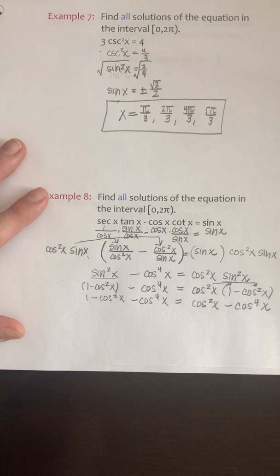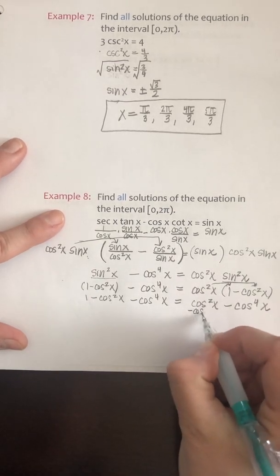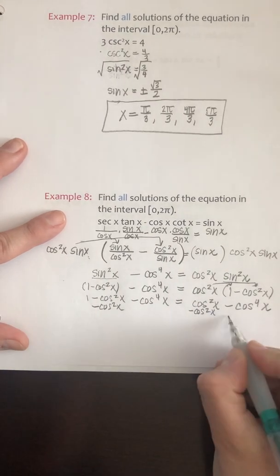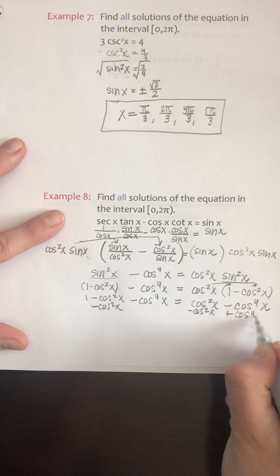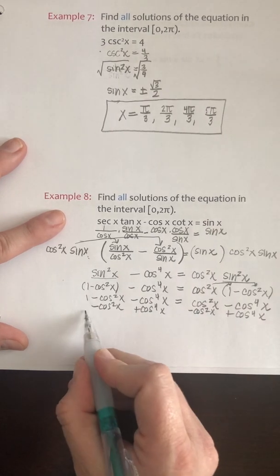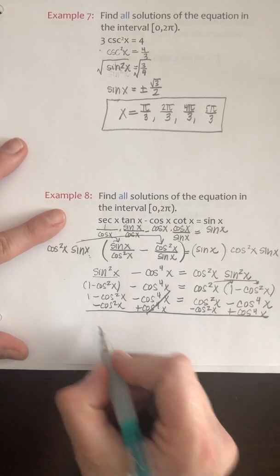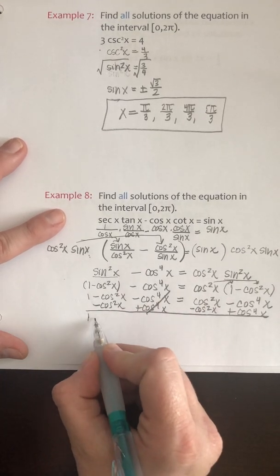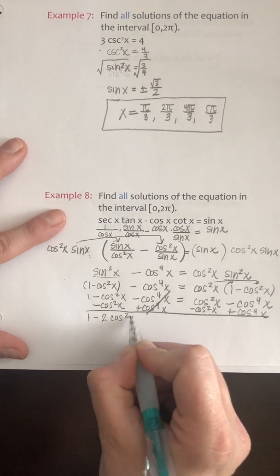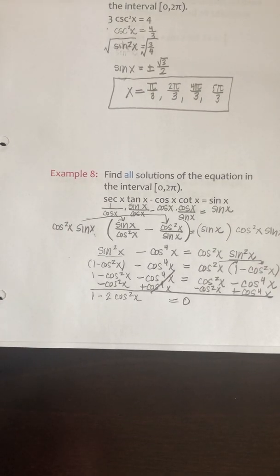Okay, so we probably need to move everything over. I'm going to take these, move them over here. So I'm going to subtract cosine squared x. I'm going to add cosine to the fourth x. Ooh, I like this. What's going to happen to those cosine to the fourth x's? They're opposites. They're going to cancel out. I'm going to combine like terms. I'm left with 1 minus 2 cosine squared x equals 0. This looks now like a much easier problem, doesn't it?